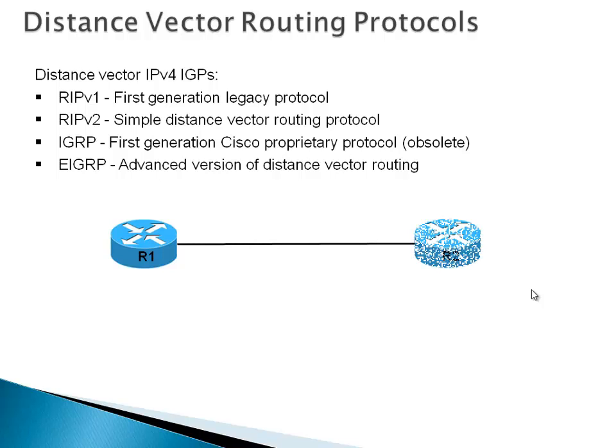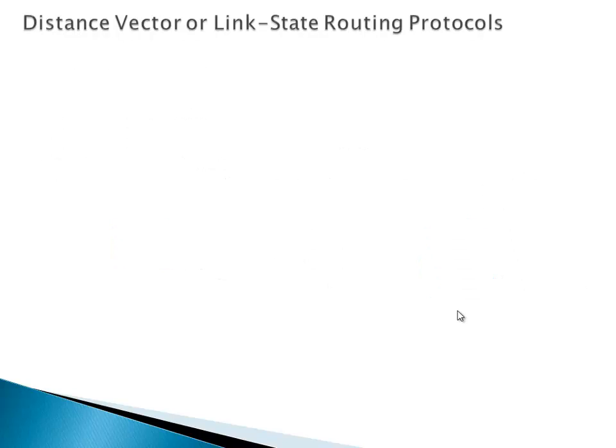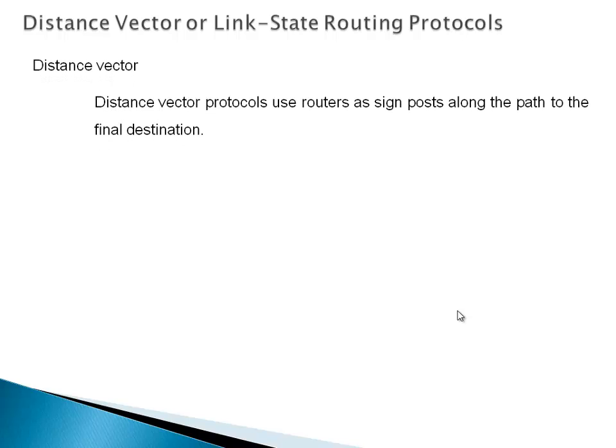These are distance vector protocols. With a distance vector protocol, the neighbor will learn how far the destination is. For example, R1 is learning how far this destination or remote network is, which is one hop in this case for RIP, and in what direction, which way to go to get to that network. So a distance vector protocol uses routers as a signpost along the path to the final destination.